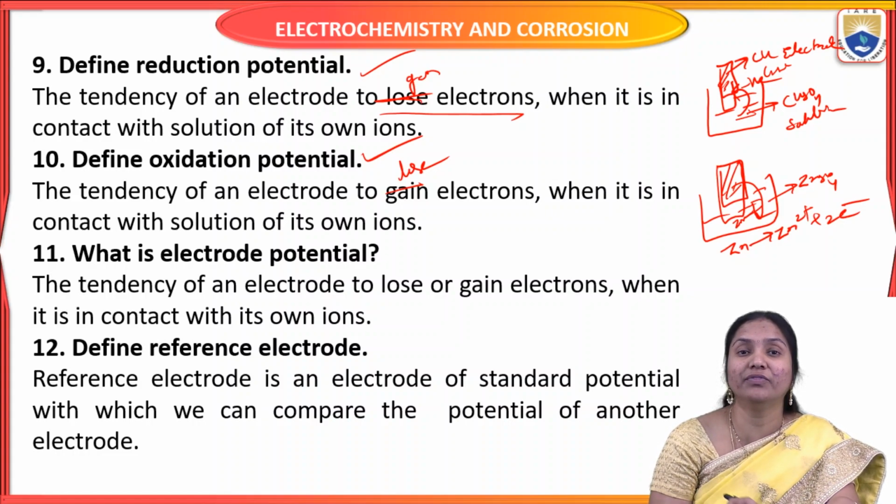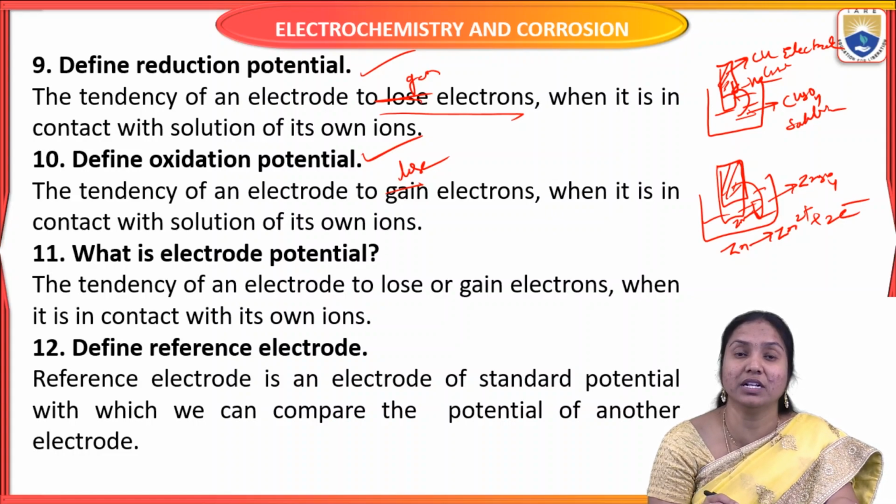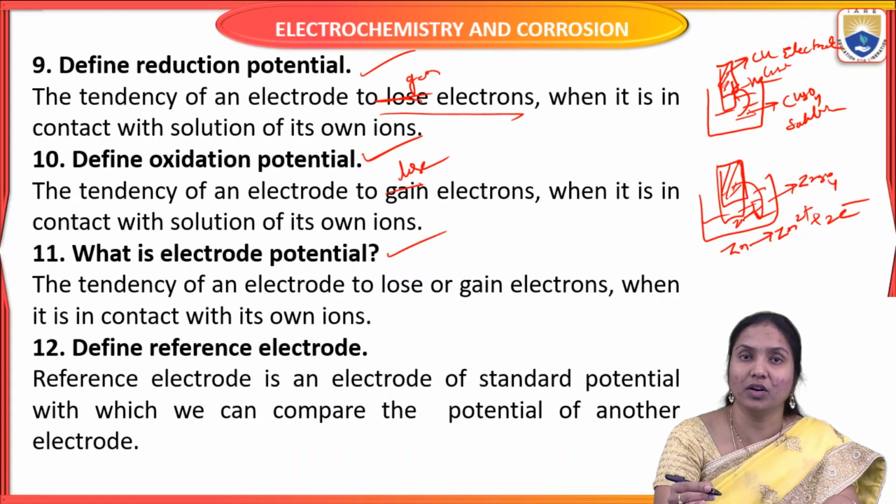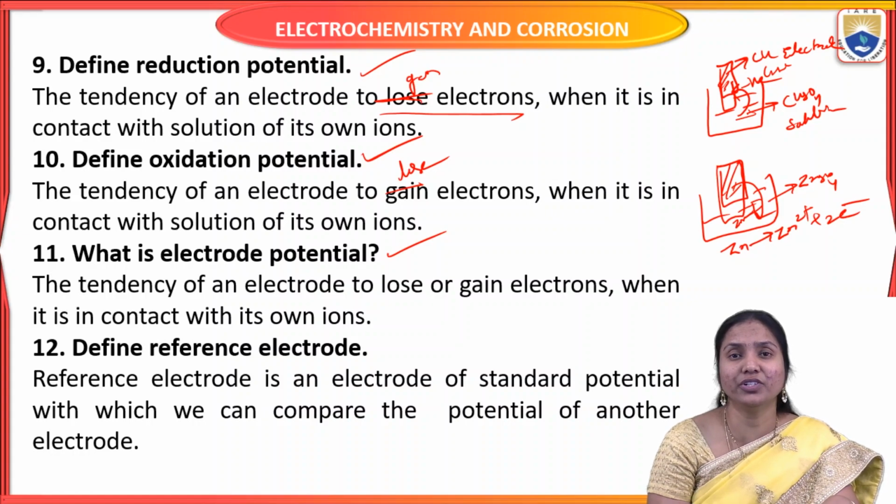The potential difference between these two electrode potentials, either oxidation potential or reduction potential, is called cell EMF, electromotive force. So what is electrode potential? We have already discussed reduction potential and oxidation potential. Now let's discuss what is electrode potential.